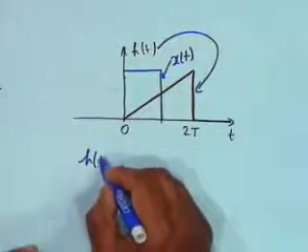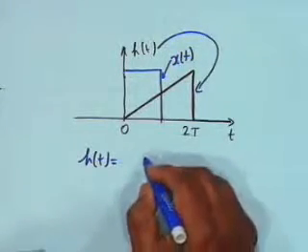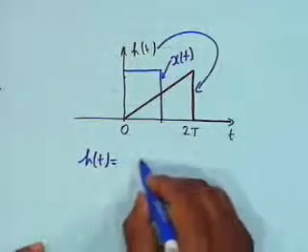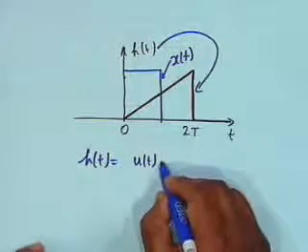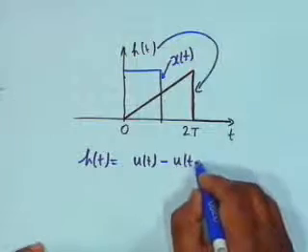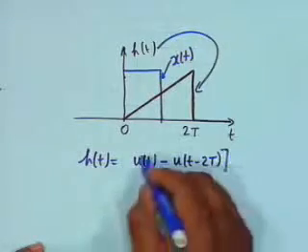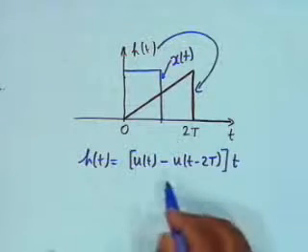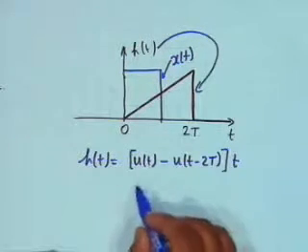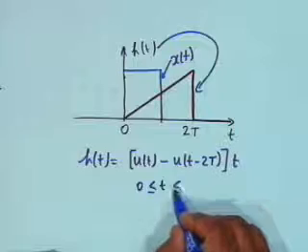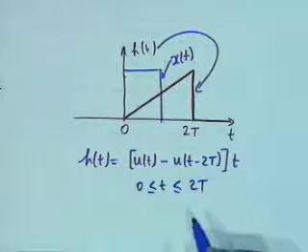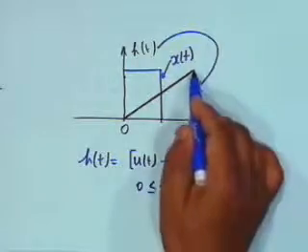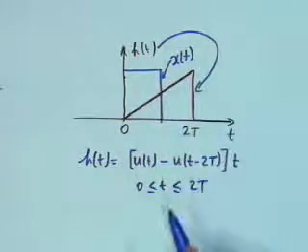That is, h of t exists between 0 and 2T, and therefore we first use a gate u of t minus u of t minus 2T. This is the gate. Then we multiply by t. That is, in the range 0 less than or equal to t less than or equal to 2T, the function increases linearly, rises up to 2T, then it falls down to 0.